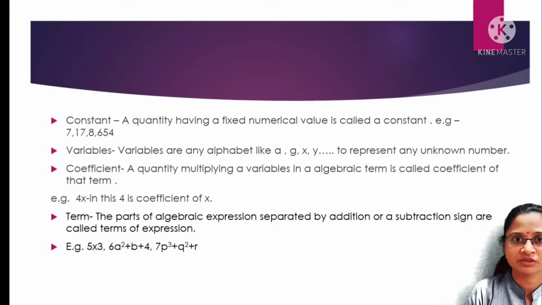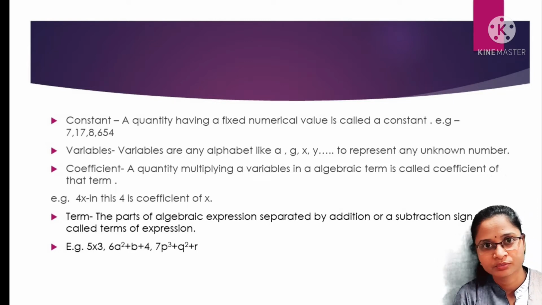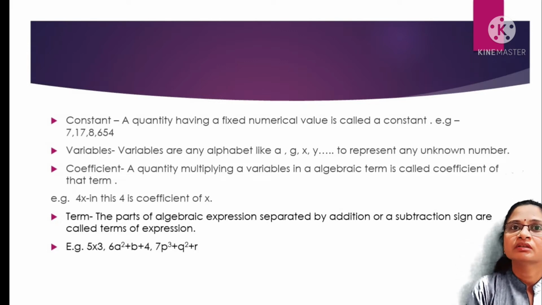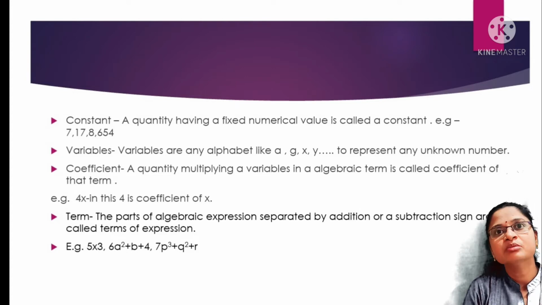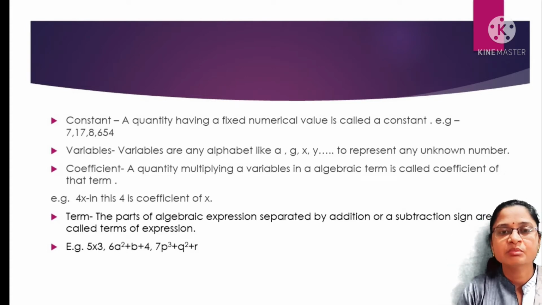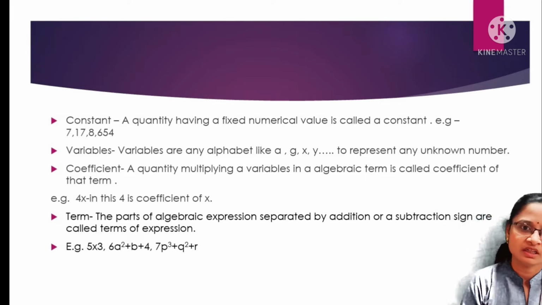First is constant. A constant is nothing but any numerical value. See here, it cannot be changed. A constant can be a real number, natural number, or integer. Any value can be a constant. Example: -7, 15, 28 or any number.